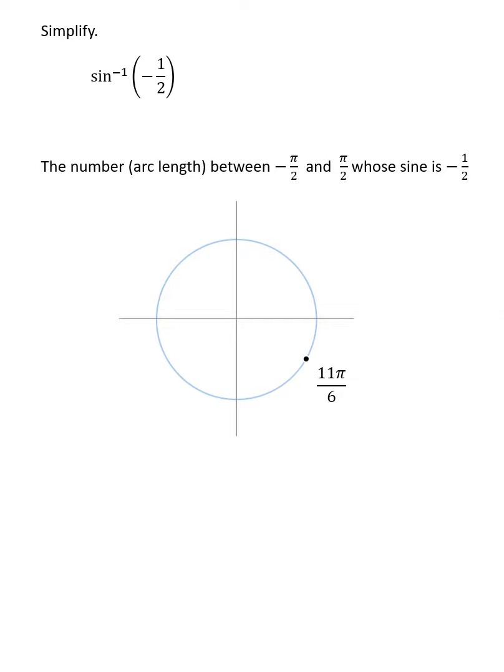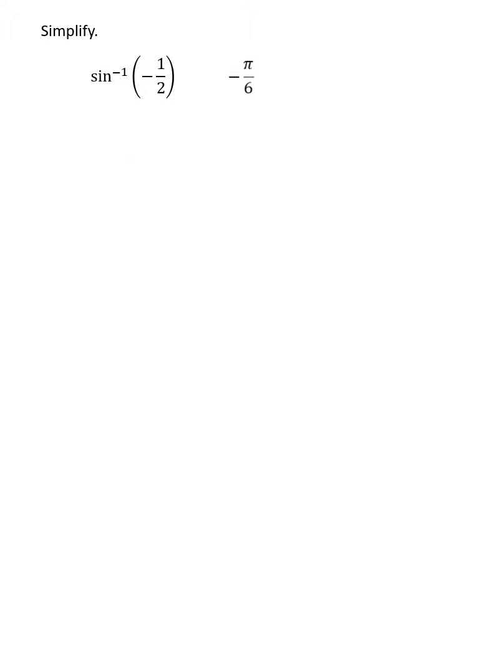In other words, we're going to have to express it, in this case, as a negative arc or a clockwise arc. Thinking of it that way, one quickly realizes that the arc negative pi over 6 also terminates at that point. And because negative pi over 6 is between negative pi over 2 and pi over 2, then that qualifies as the answer to this problem.